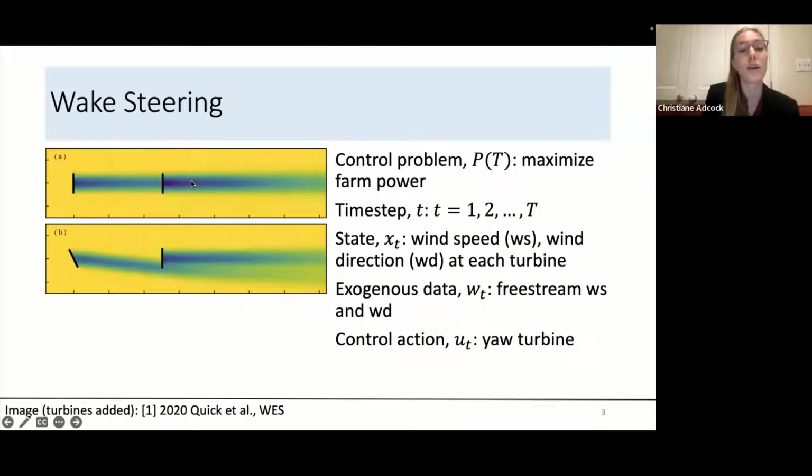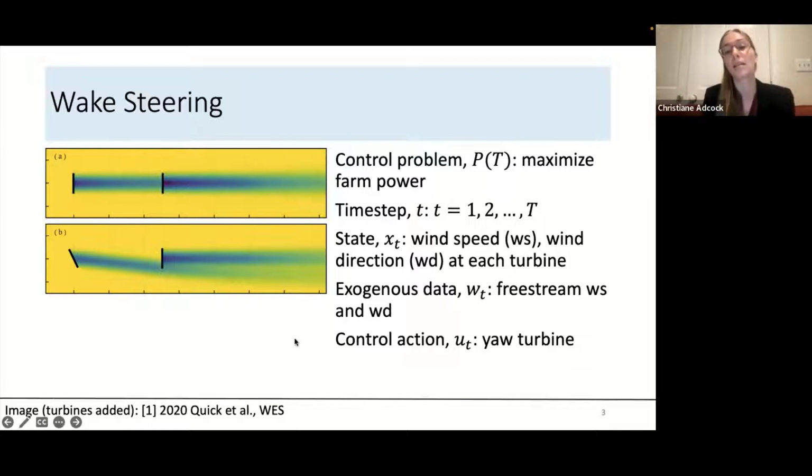The colors that you see are the wind speed, where yellow is high wind speed, blue is low. And you can see that the second turbine sits directly in the wake of the upstream turbine, leading it to produce less power than it could. In the bottom image, you see that the first turbine is yawed to steer the wake away from that downstream turbine, which allows the downstream turbine to produce more power. This comes with a reduction in power for the upstream turbine because it's yawed and angled away from the wind.